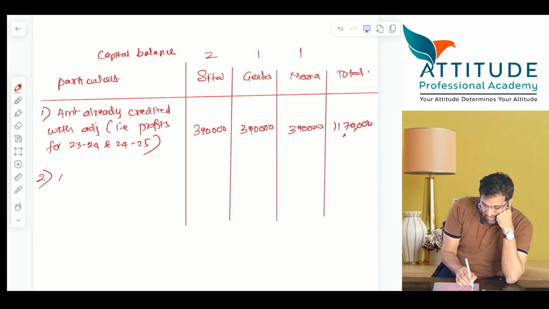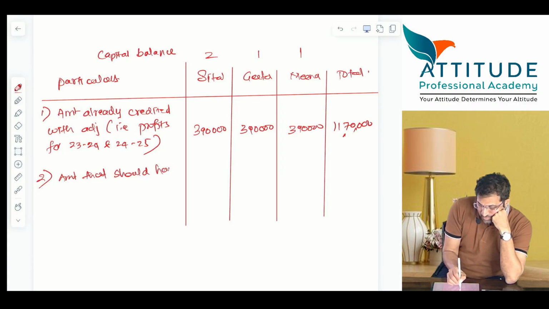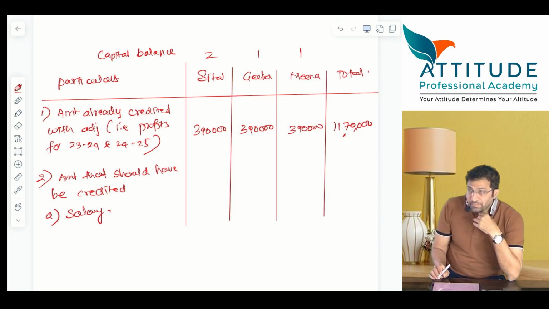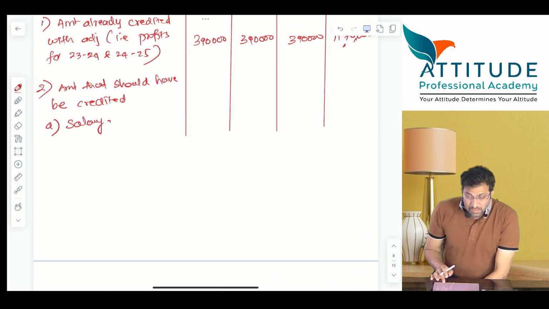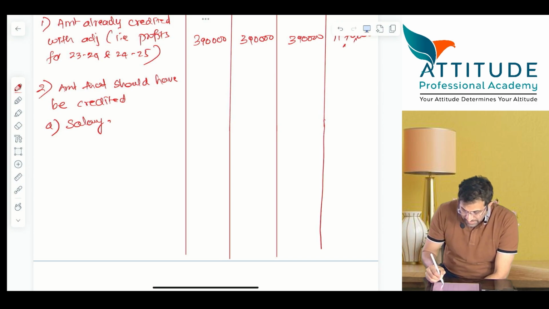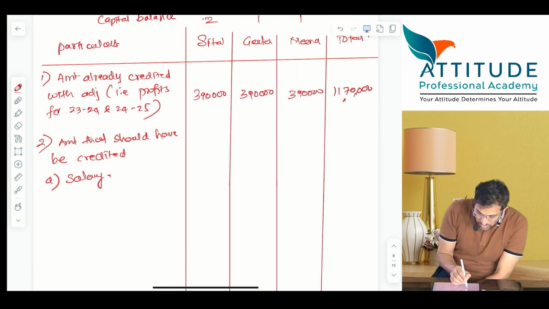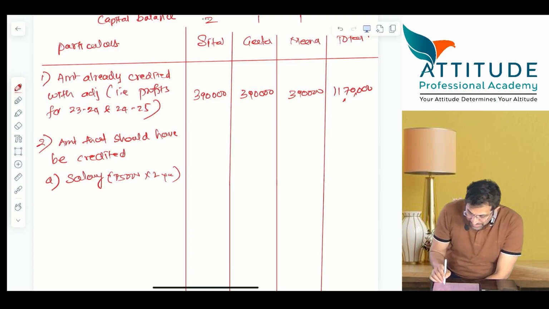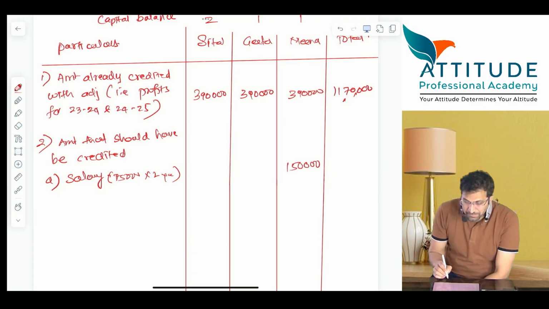Now the amount that should have been credited. One is salary. Who should the salary go to? Meena. For how many years? For 2 years. 75,000 salary into 2 years. How much should Meena have been credited? 1,50,000.